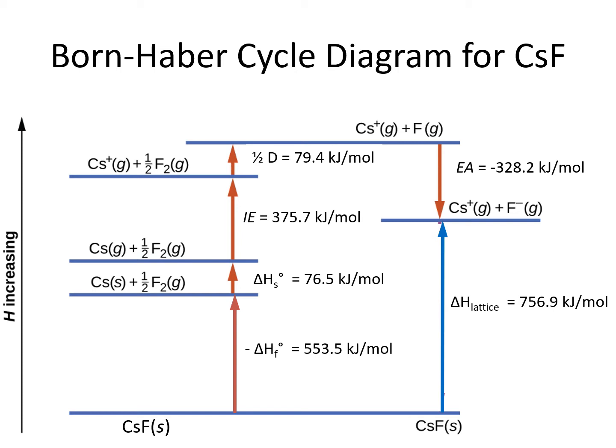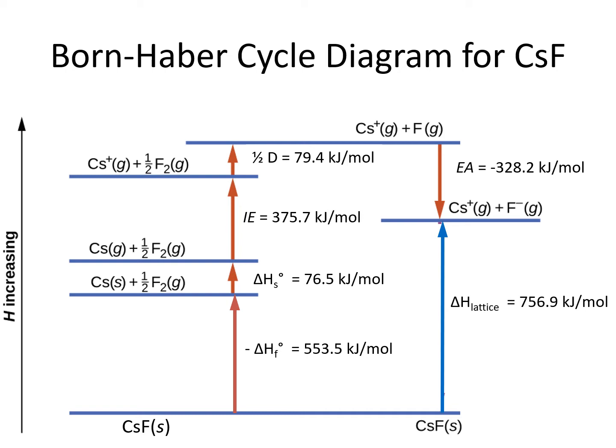Our next step would be using the enthalpy of sublimation for the metal. The metal, cesium, is going from cesium solid to cesium gas. We could look up the enthalpy of sublimation value for cesium in a table, and find that it is 76.5 kilojoules per mole. Then we would use the ionization energy of the metal. The metal cesium is losing an electron to become positively charged. It's doing it in the gas phase, so we can use our ionization energy, since the definition applies. The ionization energy value for cesium is 375.7 kilojoules per mole.